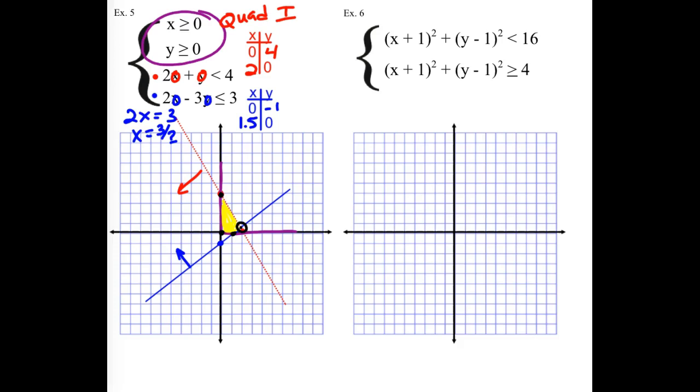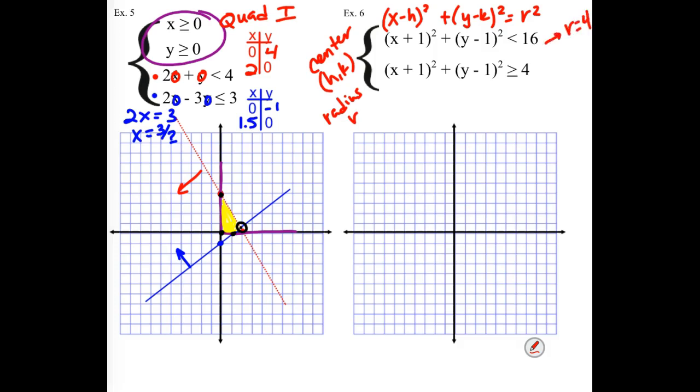So our last inequality is a little different. If you think back to what we had in the first half of this section, we had an equation (x minus h) squared plus (y minus k) squared equals r squared. That was the equation for a circle. And we know that the center is at (h, k), and we know the radius is r. So for our first one, we have a circle. It has a radius of 4, and it has a center of -1, because we have to think of this as x minus -1. So we have a center at (-1, 1).